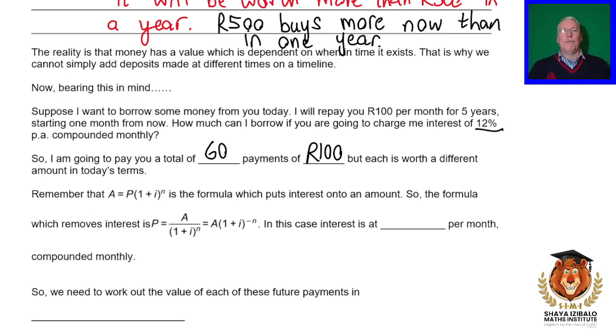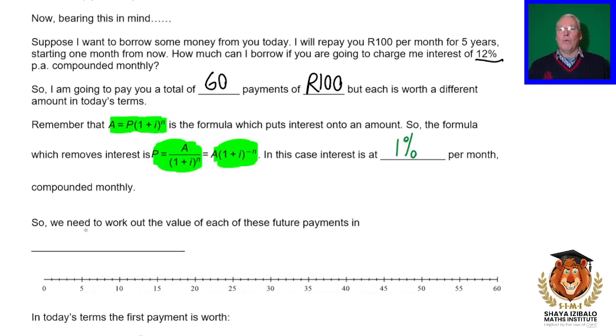All right? Remember this formula? This formula puts interest onto an amount. It gives us the A value. If we rearrange it to get the P value, then we actually end up with A times 1 plus I to the minus N, with a negative power on. All right. And in this particular question, we're talking about interest at 1% per month, 12% per annum, 1% per month. So we need to work out the value of all these payments that I'm going to make back to you in today's terms. What are they worth today?